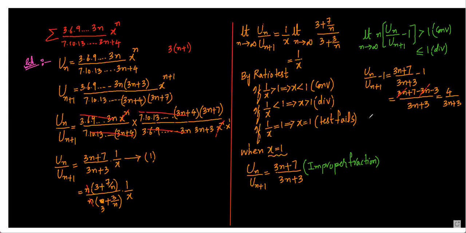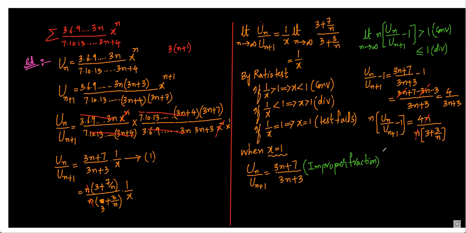Now multiplying n on both sides. N times un by un plus 1 minus 1 equal to, if I am multiplying with n, that n will go to the numerator. And moreover, in the denominator I want to take one more n common. 3 plus 3 by n is left. And I want to cancel this n and n. This n and n cancel.